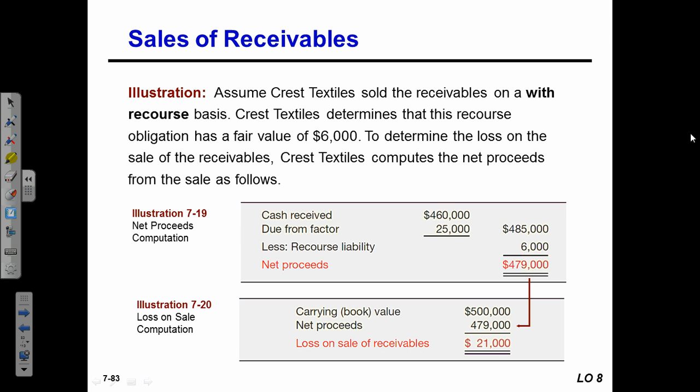I get the 460 up front, later they're going to give me 19, my proceeds are going to be 479, and I sold them 500 in receivables, so I lost 21. You just add the recourse liability to the loss. Debit loss, credit recourse liability. Okay? And this gets us down. Just with what the entries are, especially when you start looking at payments.